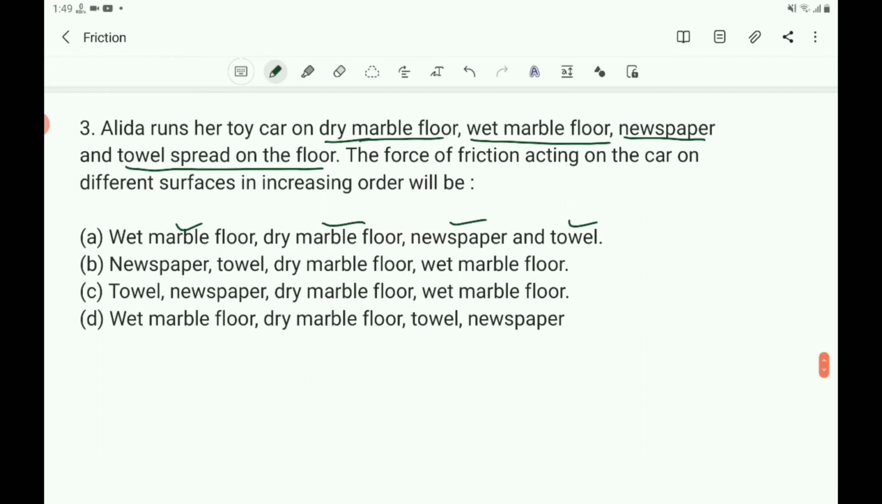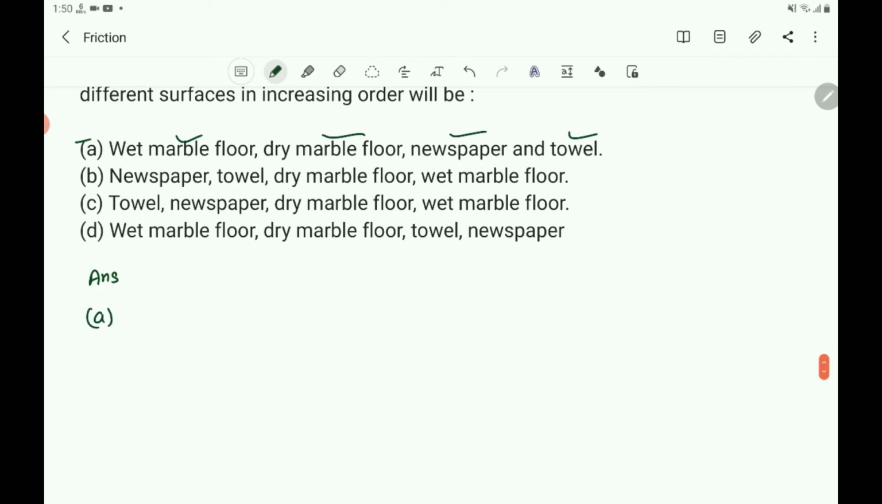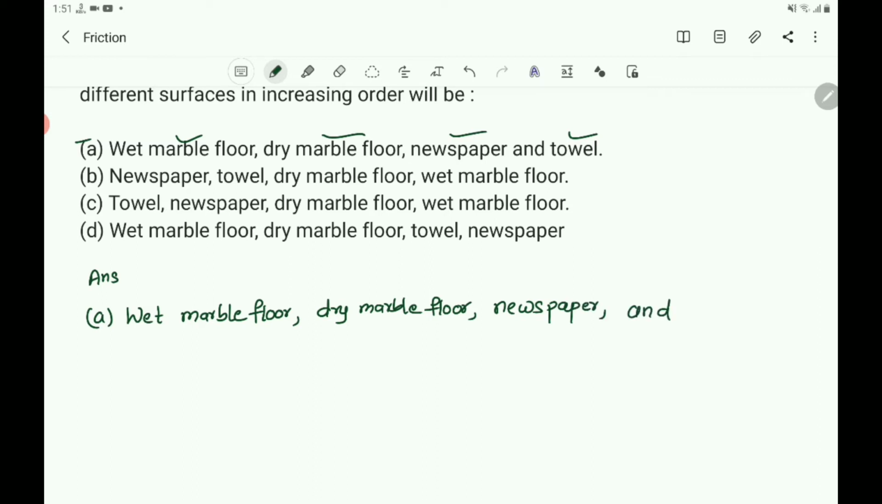So here you write the option A, then you write the answer. The option A: wet marble floor, dry marble floor, newspaper and towel. Wet marble floor, dry marble floor, newspaper and towel, that is in the increasing order of the friction.